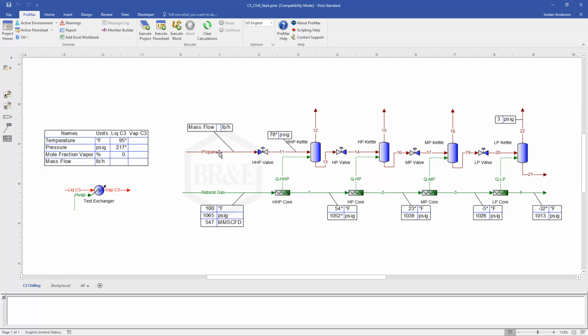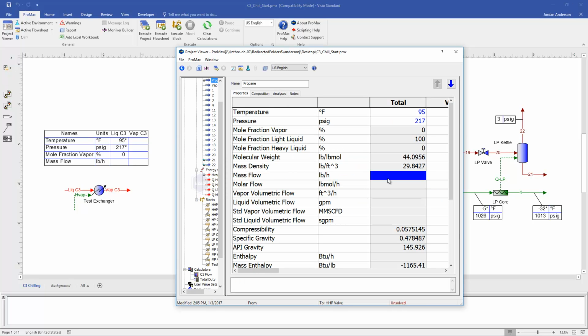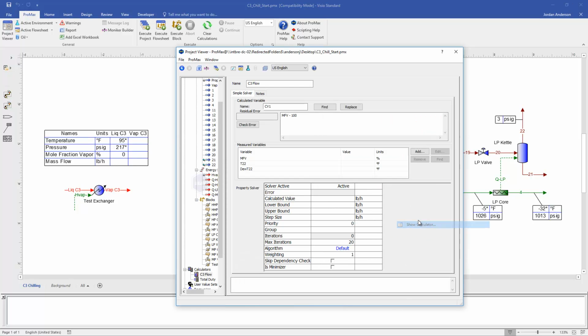be to create a solver on the propane flow rate, so that we have 100% vapor in this final kettle. So let me open up this propane stream, and you'll see that I've started that solver already. If I open it up, our equation here is our MFV, or our mole fraction vapor, which we want to have be 100%. And so that's our goal.